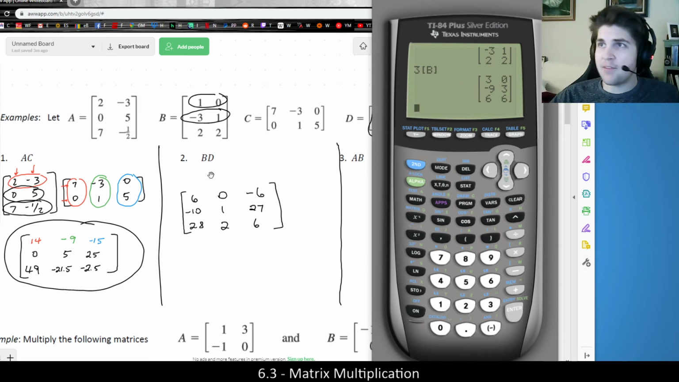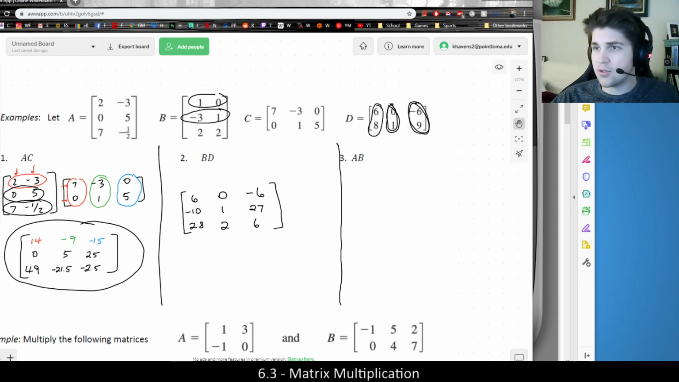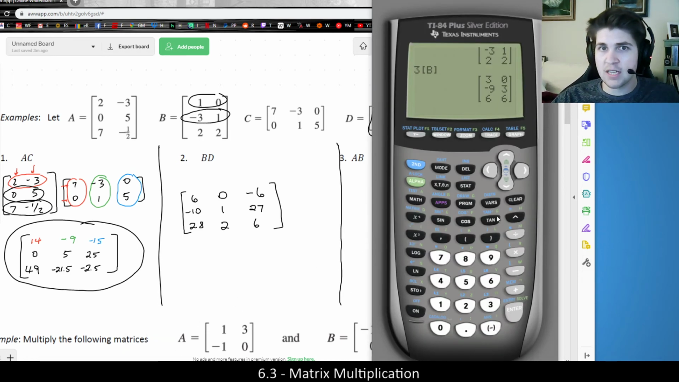But anyways, if I wanted to do this matrix math, B times D, I would then just also need to enter and store matrix D in my calculator, and then just tell it to do B times D. So again, to enter D, I go back to the matrix menu, scroll over to edit. Let's just go ahead and use D. This one is 2 by 3.